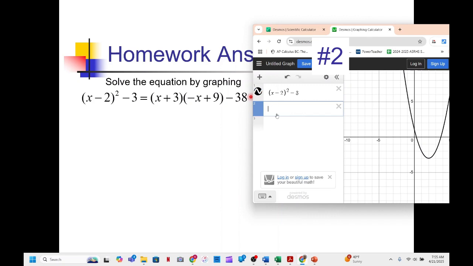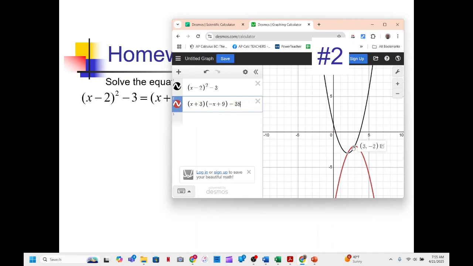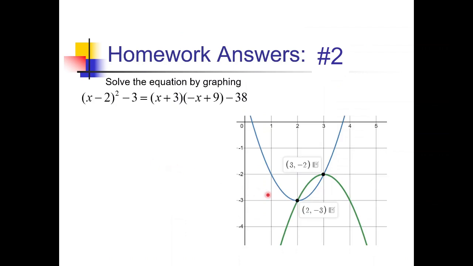Let me make a new entry now and do the right side here. So we have x plus 3 and negative x plus 9 minus 38. And then we've got these two little spots down here where we're intersecting. So (2, negative 3), (3, negative 2). Because our graphs cross at those two spots, that means the solutions to this equation are going to be the x values 2 and 3. So x equals 2, 3, both x values.